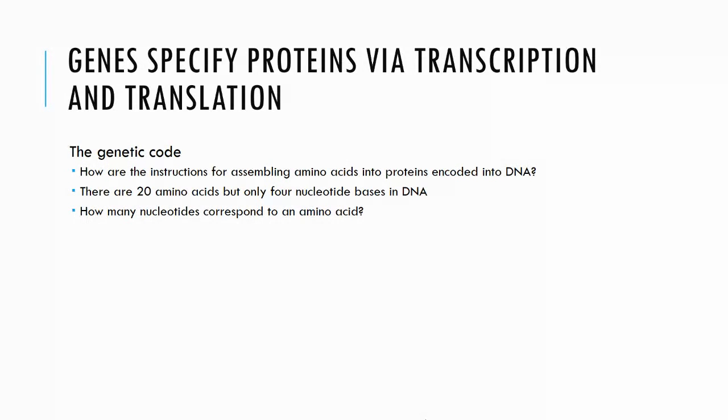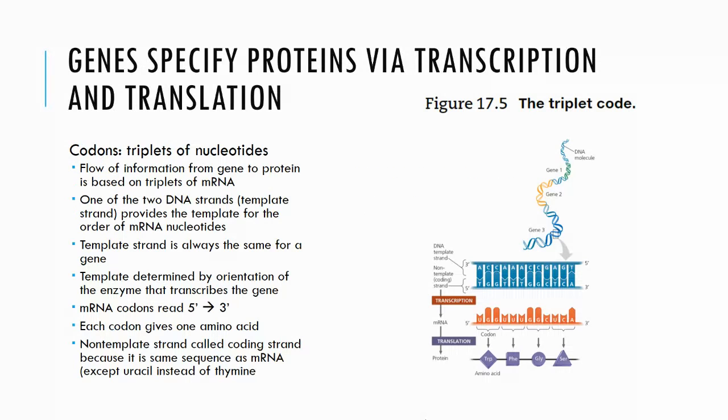We'll start by looking at the genetic code. So our question here is, how are the instructions for assembling amino acids into proteins encoded into DNA? There are only 20 amino acids, but 4 nucleotide bases in DNA. So then the question becomes, how many nucleotides correspond to an amino acid? And the answer is that mRNA is read in groups of 3 called a codon.